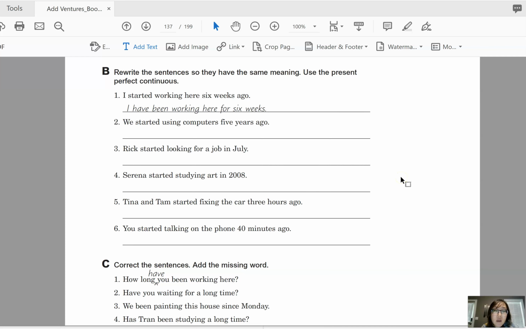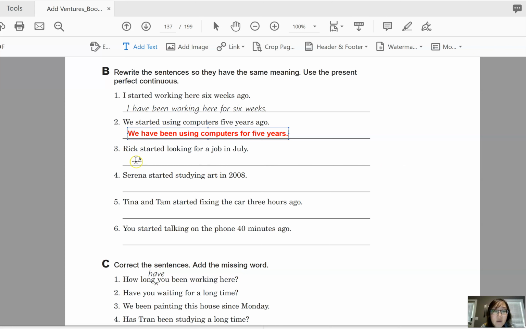Okay, so let's look at number 2. We started using computers 5 years ago. And again, this is past tense. Let's change it to present perfect continuous tense. So we can say, we have been using computers for 5 years. Okay. So we have been using computers for 5 years.